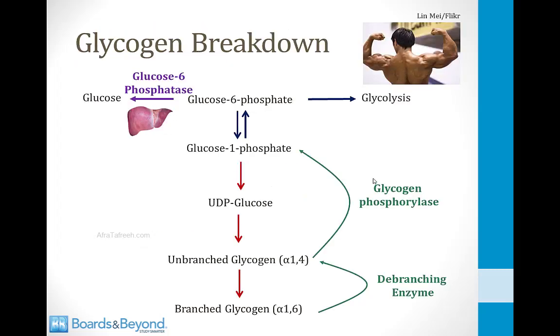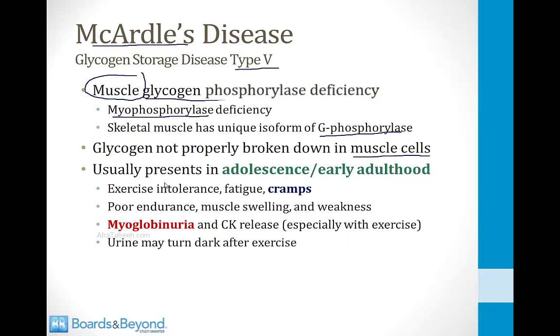If we go back to our overview slide, this is the enzyme that's deficient in McArdle's disease, and as a result, muscle cells cannot break down the 1,4 bonds inside of glycogen to glucose 1-phosphate molecules. This usually presents in adolescence and early adulthood. It's different from the other glycogen storage diseases. There are no liver problems with this condition, so you won't see any issues with hypoglycemia. The problem will be muscle difficulties, exercise intolerance, fatigue, and especially cramps.